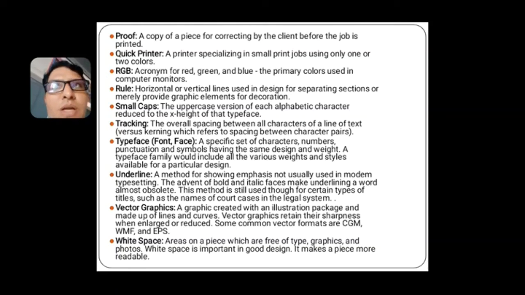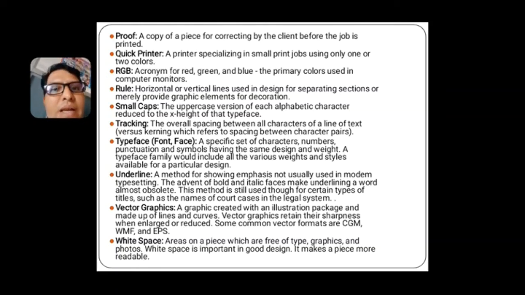If you are using a paragraph with some other fonts mixed in, then it is not a typeface. Here the typeface, even a single punctuation character or any special character, must be the same. A typeface family would include all the various weights and styles available for a particular design. This typeface consists of pre-designed weights and styles that are applicable for your designs.